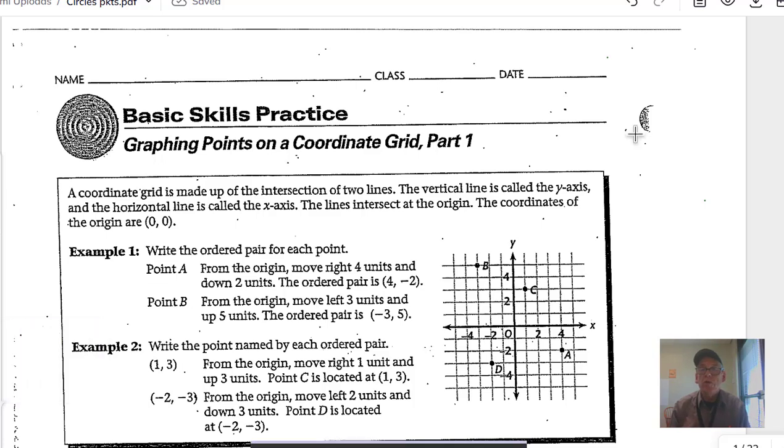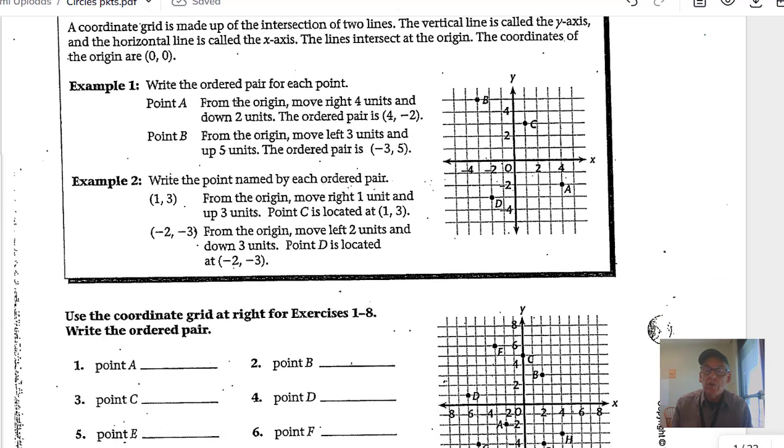Okay, this video goes with our packet on equations of circles. So the first part of this, we want to basically refresh our memory on graphing points on the plane, on the coordinate plane.